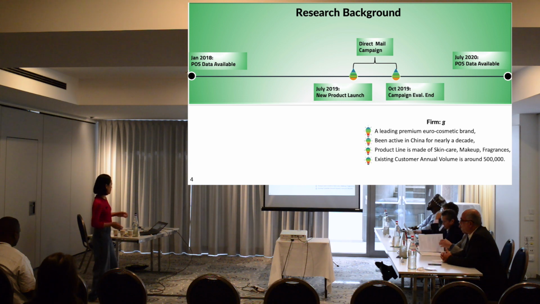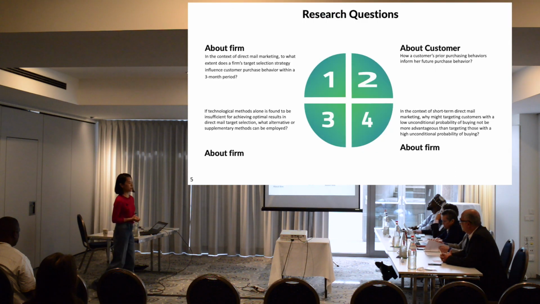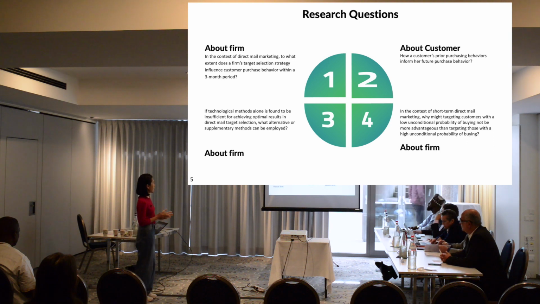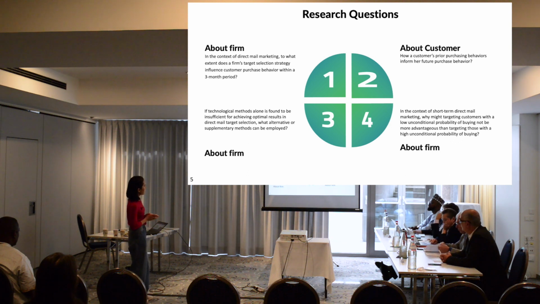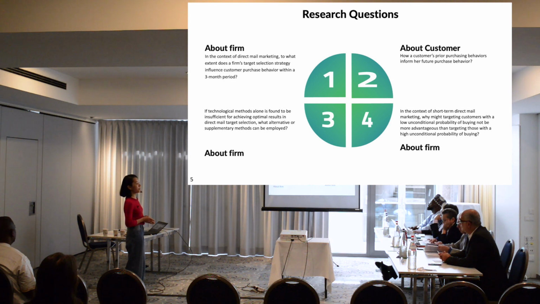Now, given this research background, these are my research questions. My research questions are divided into two different angles. The first angle is from the angle of the firm. The second angle is from the angle of the customer. Research question number 1. In the context of direct mail marketing, to what extent does a firm's target selection strategy influence customer purchase behavior within a 3-month period? Research question 2 is about the customer. How do a customer's prior purchasing behaviors inform her future purchase behavior?